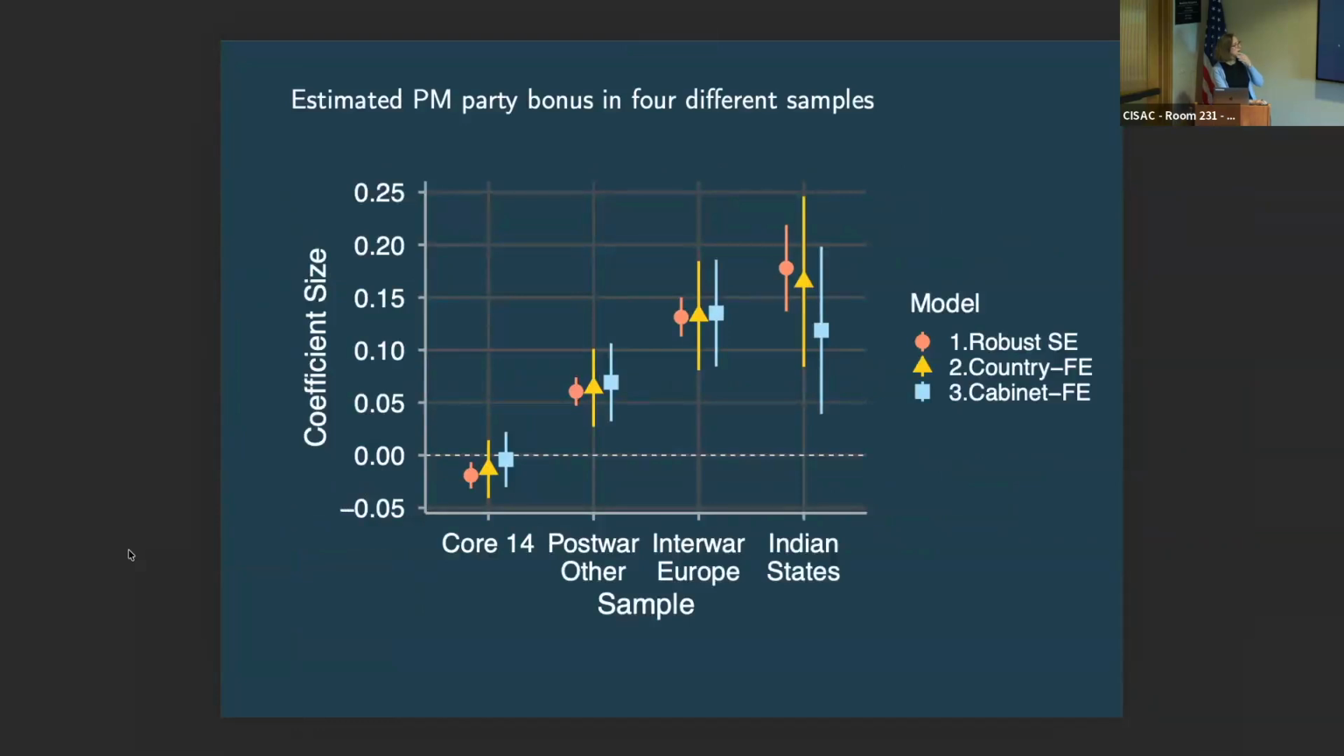Here's the first coefficient plot. These are our 4 samples with the 3 models I mentioned. So this first coefficient is the baseline model in our core 14 sample. And what we get is we replicate the results that everyone else has found. Prime ministerial parties are disadvantaged. When we look at our other samples, there's always a prime ministerial party bonus.